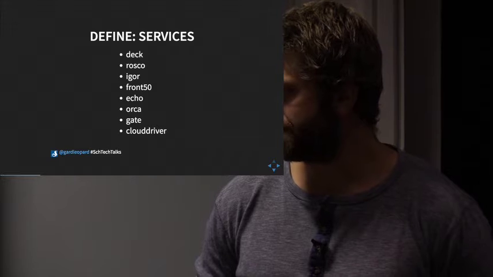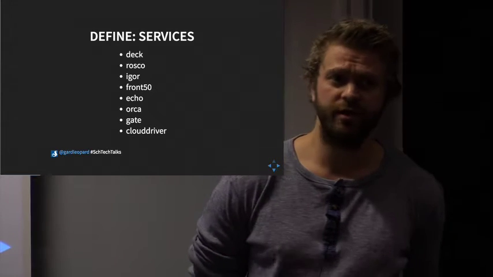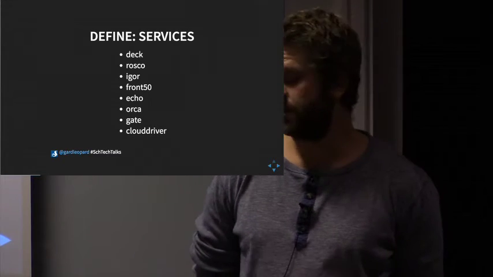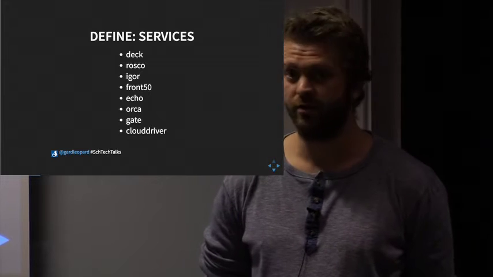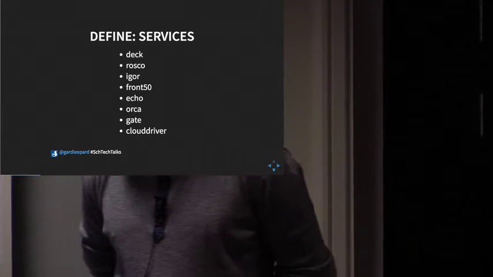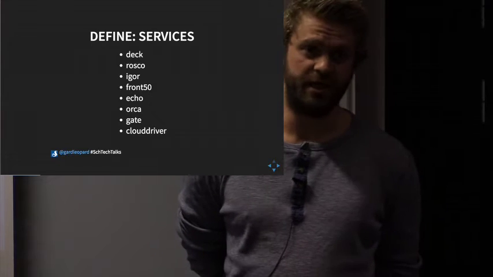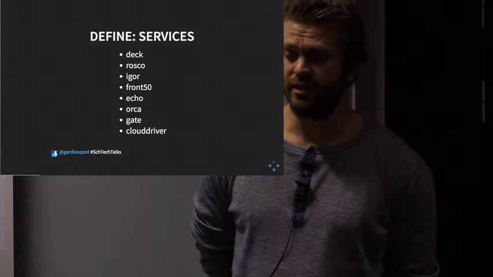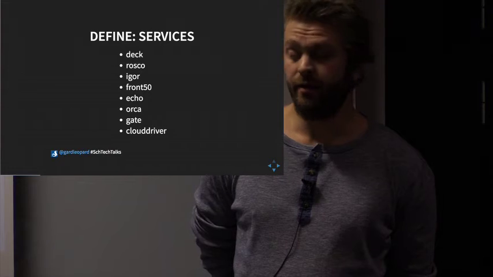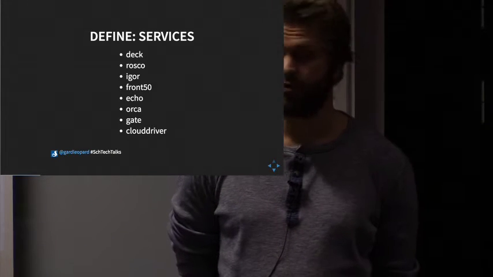Rosco is the bakery, where you create Docker containers or AMIs, or you can also bake for OpenStack or Google Cloud. Igor is the CI integration. So Spinnaker currently integrates against Travis and Jenkins for CI. And it also integrates against GitHub and Stash. And that's done in Igor. Igor also ships events on Docker registry events.